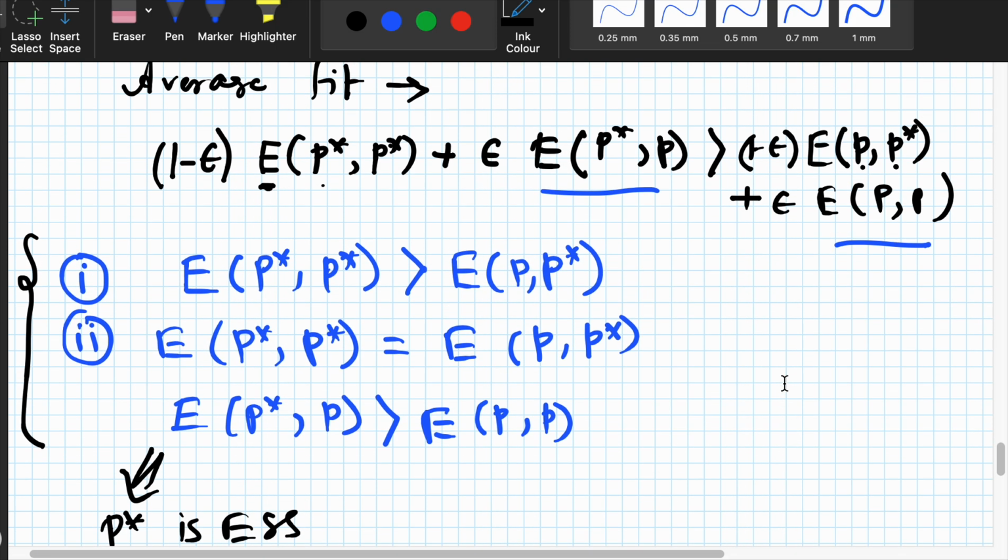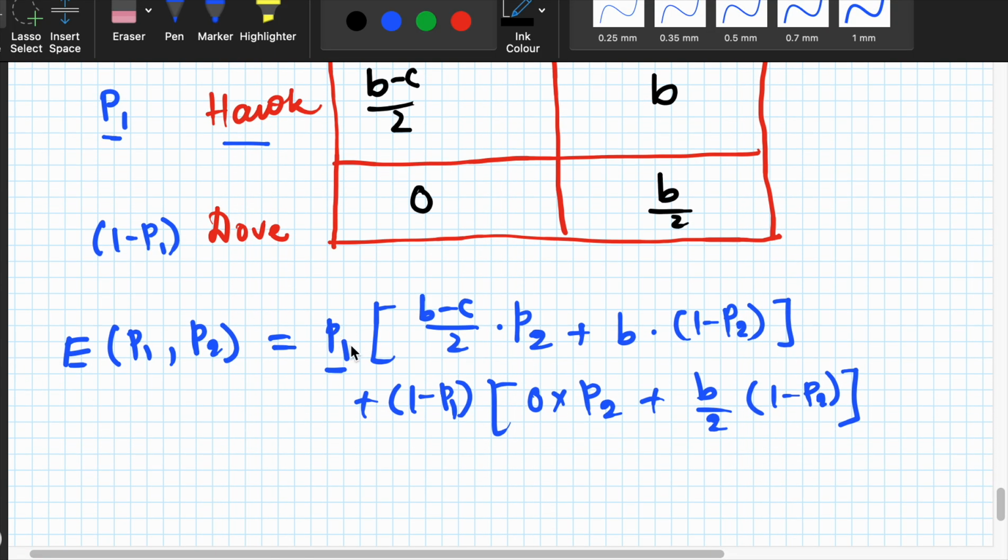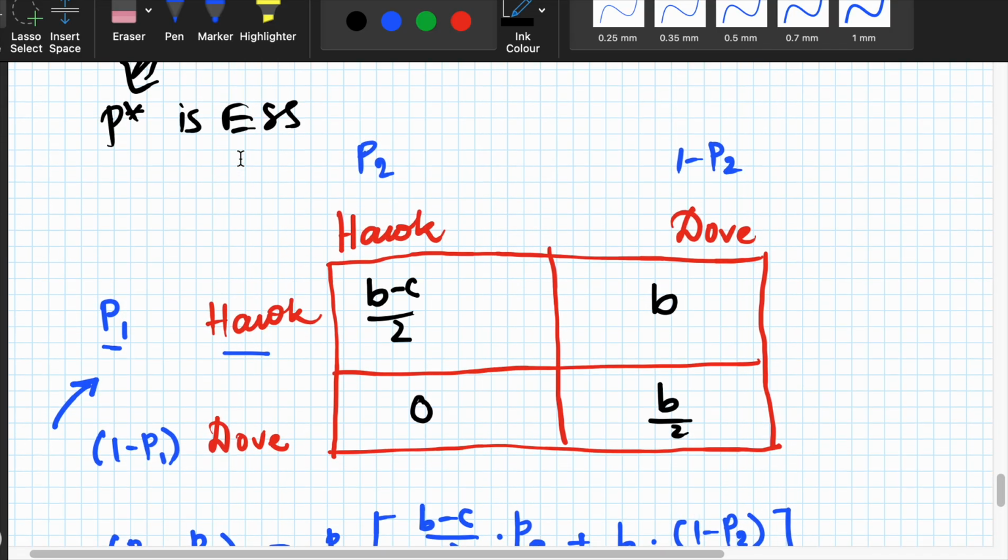This expected utility is called the expected reproduction rate, or the expected number of offspring. It is the expected number of offspring that an animal whose strategy is p1 and 1 minus p1 will get when it interacts with individuals whose strategy is p2 and 1 minus p2.